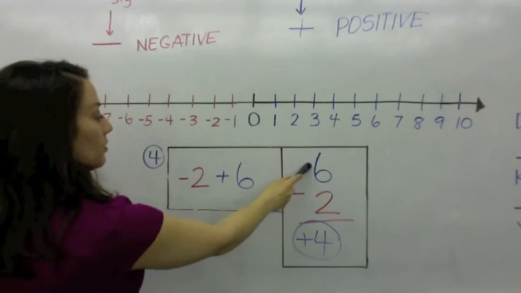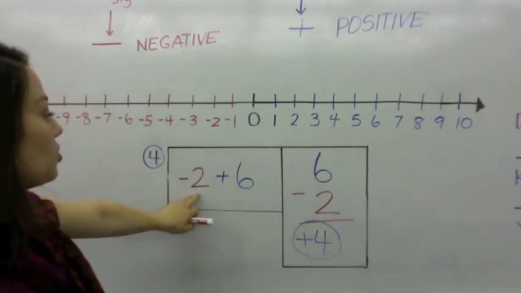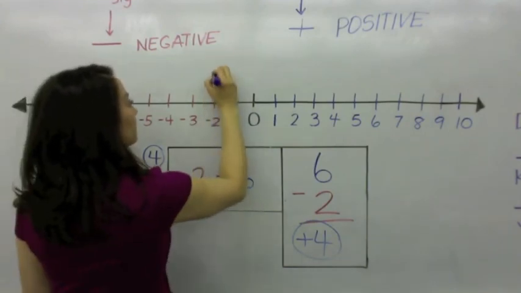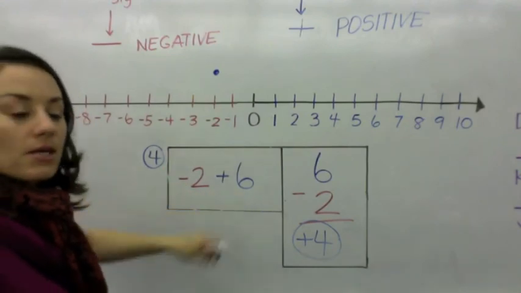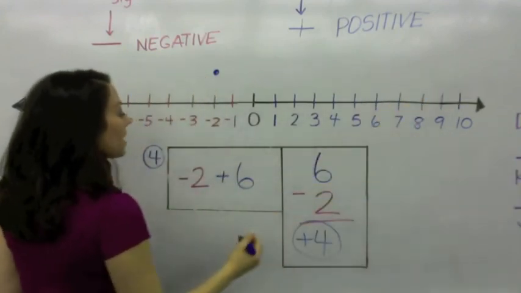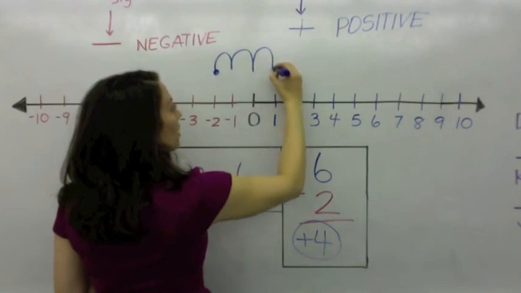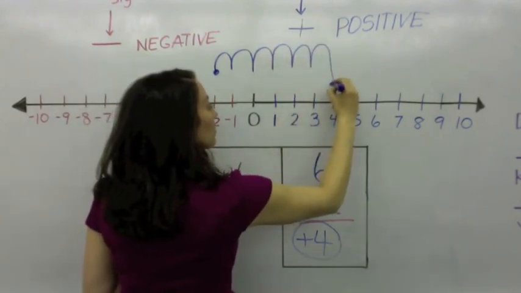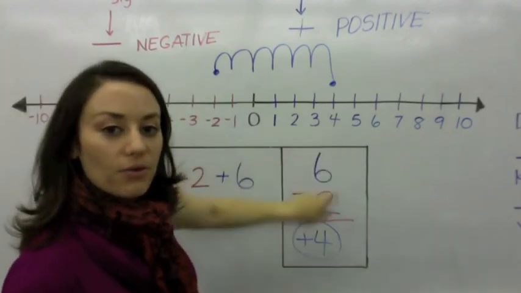You can start at negative 2, which is here. Then you want to go ahead and add 6. Addition is positive, so you go to the right 6 times. Let's do it. 1, 2, 3, 4, 5, and 6. Okay, so what number do we end up at? We end up at positive 4. Very good.